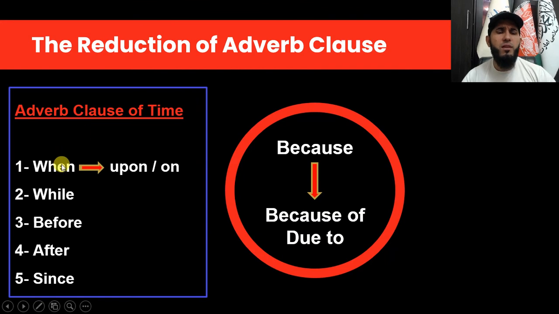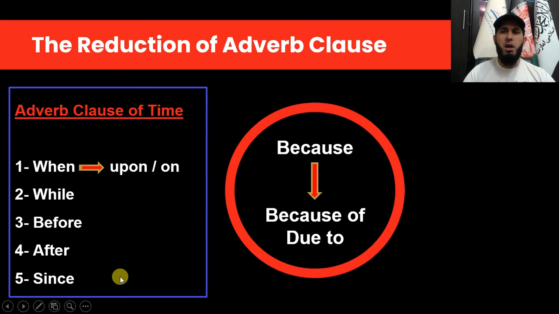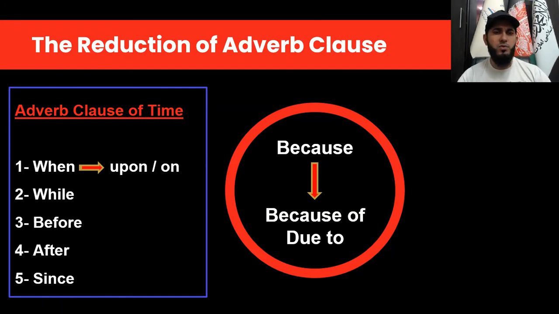And here we have when, which is changed to upon or on. Upon is more formal, while on is used in spoken, informal English. So, when I got to the supermarket, I saw one of my friends there. Upon getting to the supermarket, I saw one of my friends there. Or, on getting to the supermarket, I saw one of my friends there. Okay, so while, before, after, since. With since, you can make examples. For example, since I moved to this city, I have taught a lot of students. Since moving to the city, I have taught a lot of students.